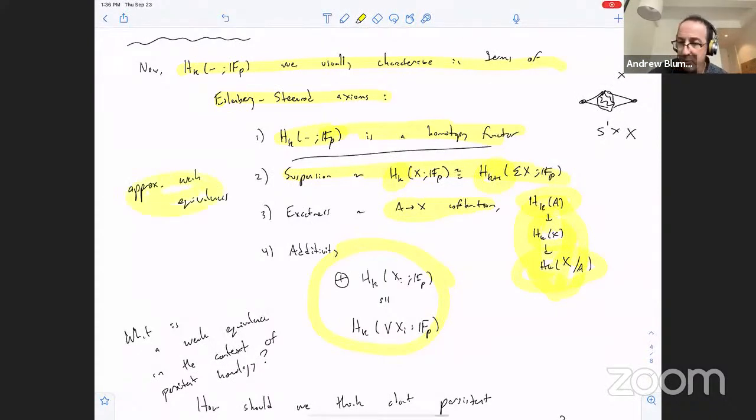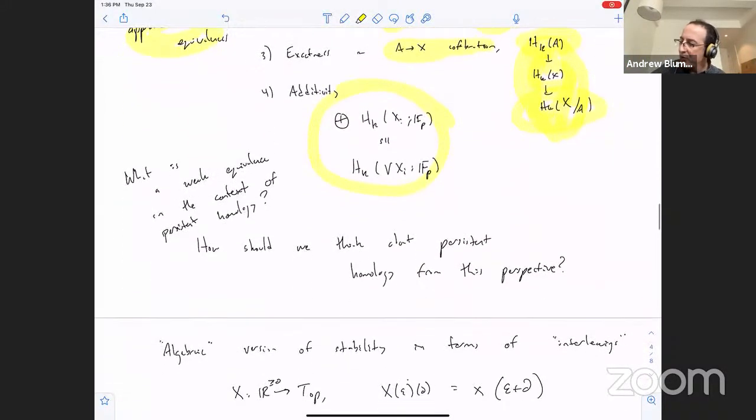What should an approximate weak equivalence be? That's probably what we want, some notion of approximate weak equivalence, because we have this metric all of a sudden. But what does an epsilon weak equivalence mean? What should you mean by that? So in general, what is a weak equivalence in the context of persistent homology? And even that question turns out to have an interesting and subtle answer.